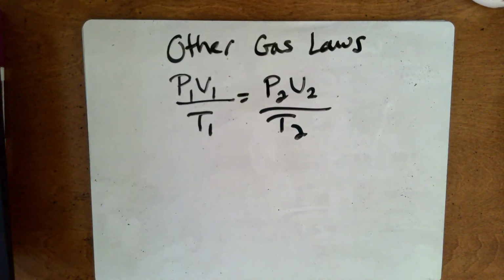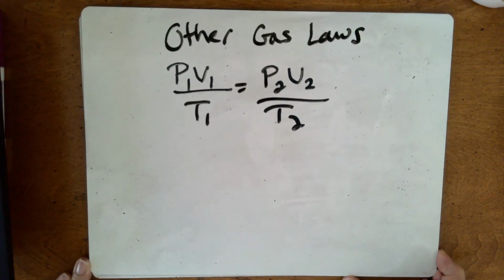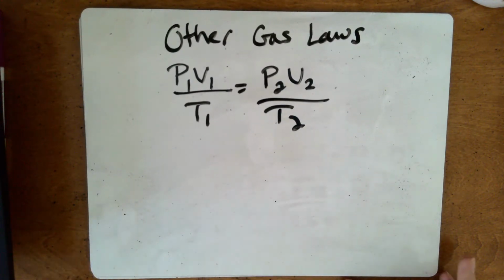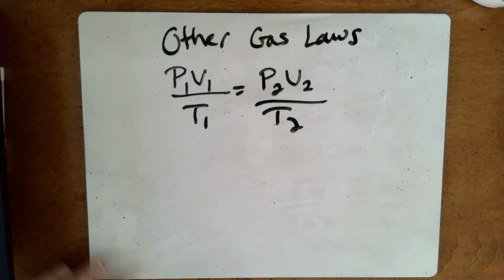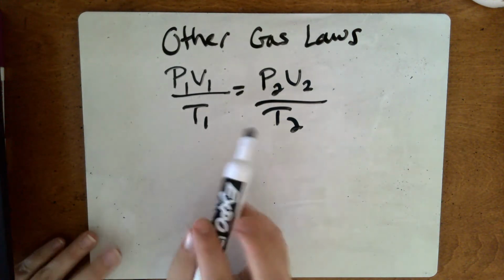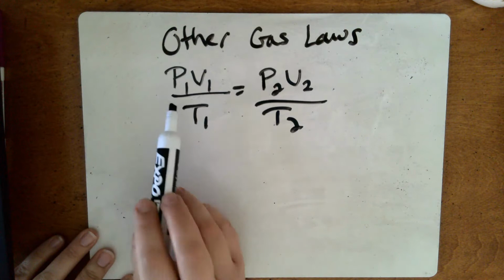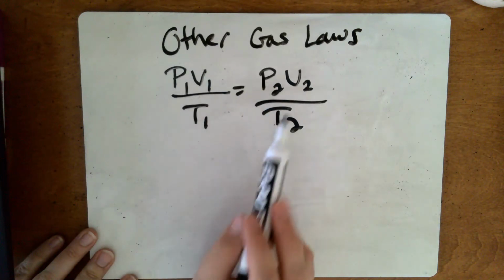So now I'm going to show you how you can get other gas laws from the combined gas law. Now they all have names, Boyle's, Charles's, Gay-Lussac's, but I don't really care about their names too much because they don't really help us understand. We'll go over them in class, but you don't have to memorize their names because it's not super important. All right, so this is our combined gas law. P1 V1 over T1 equals P2 V2 over T2.